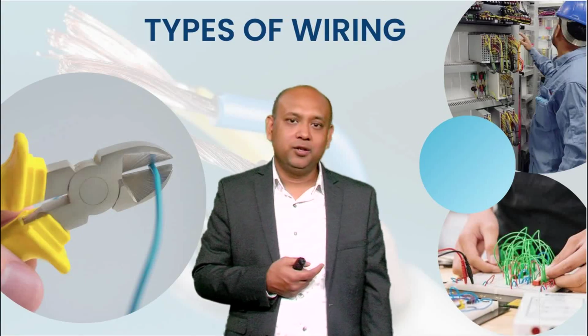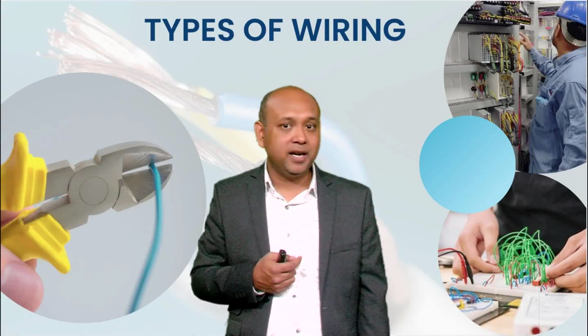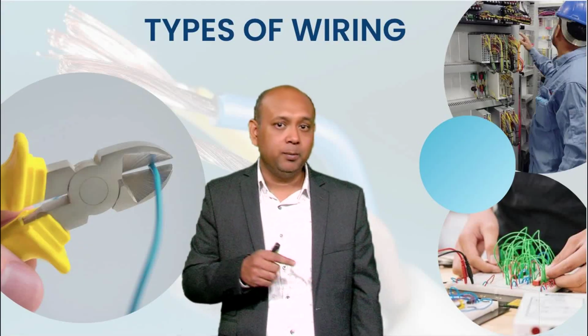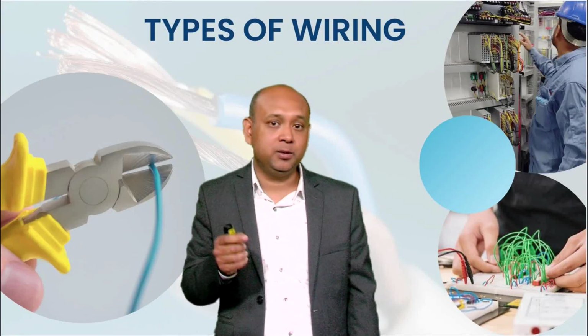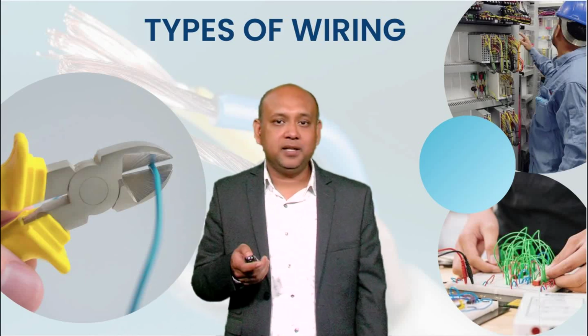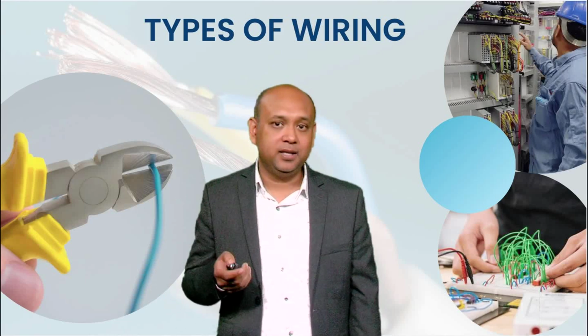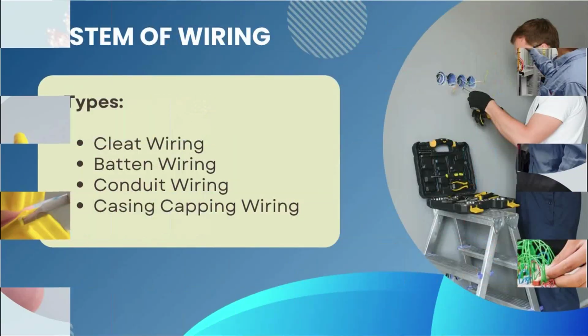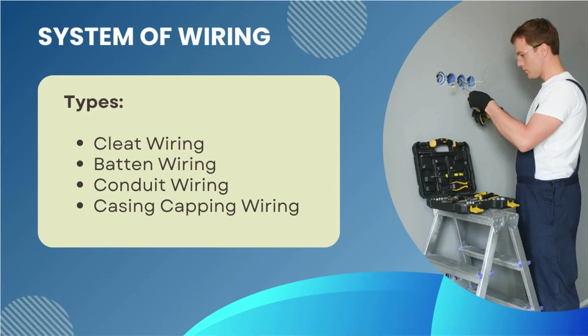Okay, so this completes our discussion on the various tests that need to be performed before a new installation is brought to service. Now, let us discuss the different types of wiring systems used in electrical installations. The main types of wiring systems include cleat wiring, batten wiring, conduit wiring, and casing capping wiring.